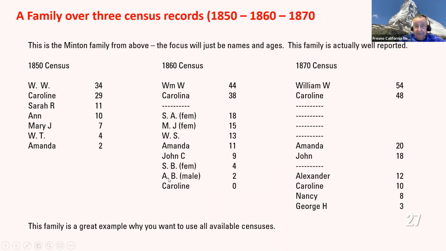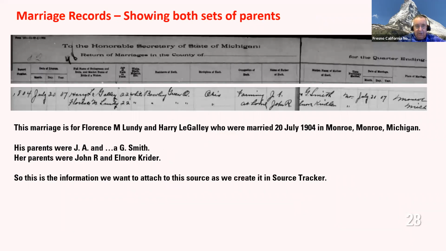There's an AB in 1860 who appears to be Alexander on the next one. Caroline's on both of those, and then Nancy and George appear. And there was a 3rd child in FamilySearch who doesn't show up on any census, so must have been born and died between 1870 and 1880. So it's good to track families like this so that you get a feel for them across time.